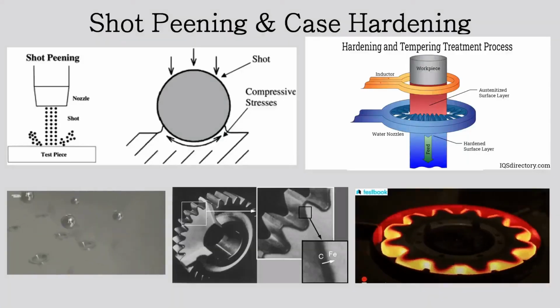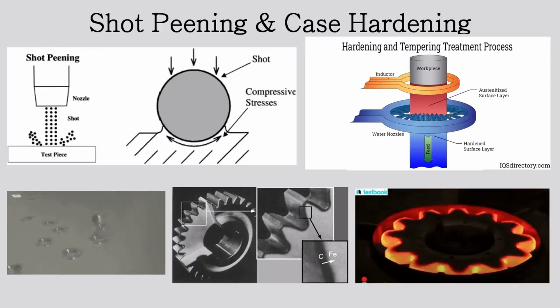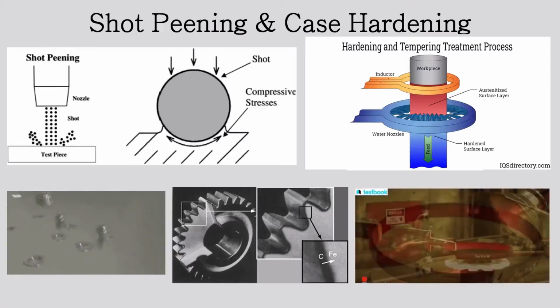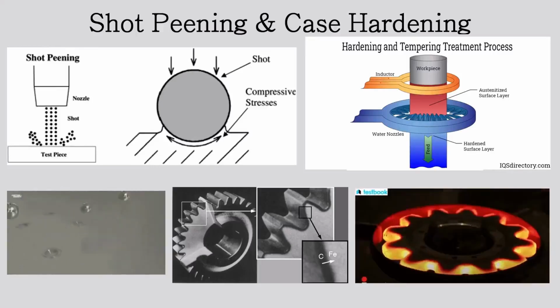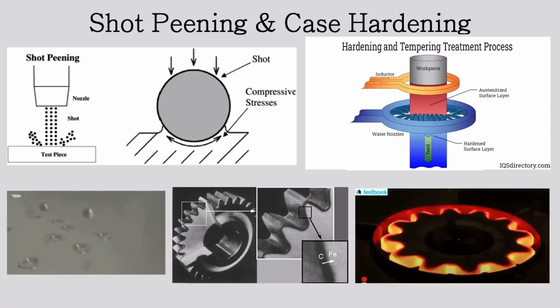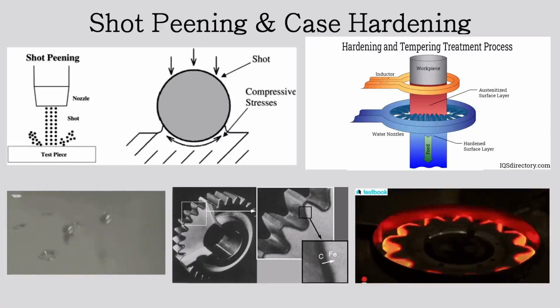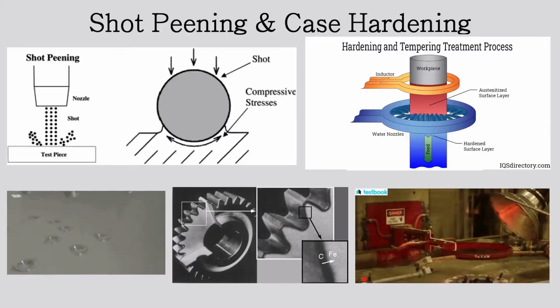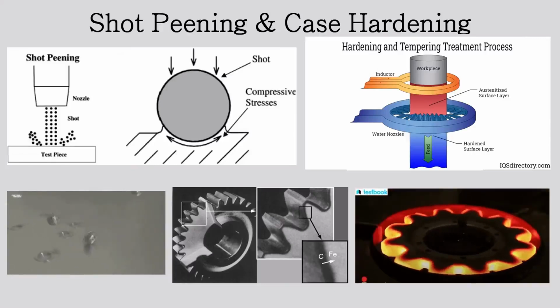The processing methods include shot peening, which involves shooting little metal pellets at the surface of material to create compressive points on the surface, as shown in the figures on the left, as well as case hardening, which involves heating material and rapidly cooling it, as shown in the figures on the right side.